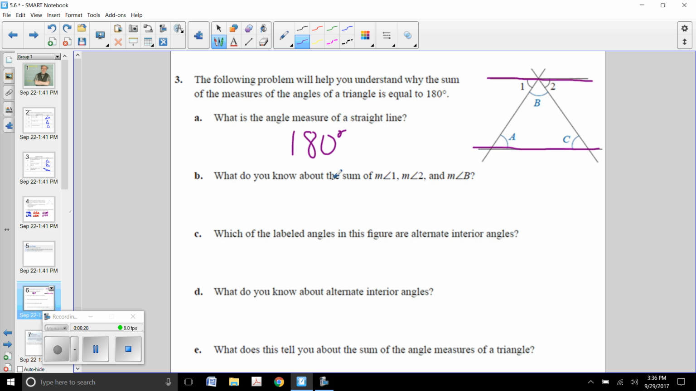And then it asks us, what do we know about the sum of the measure of angle 1, the measure of angle 2, and the measure of angle B? So here's 1, here's 2, and here's B. Those three make up that straight line, or that straight angle at the top. So the sum is equal to 180 degrees.